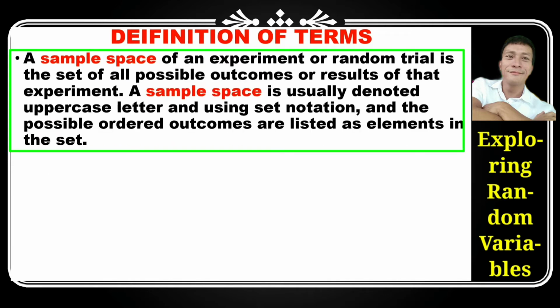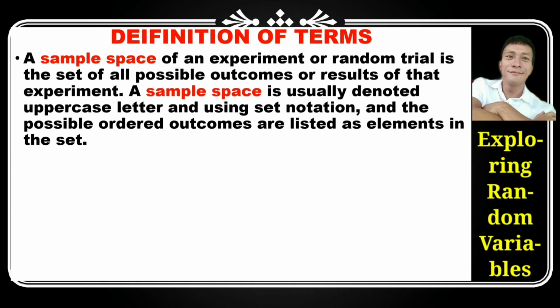A sample space of an experiment or random trial is the set of all possible outcomes or results of that experiment. A sample space is usually denoted by an uppercase letter, and using set notation, the possible ordered outcomes are listed as elements in the set.